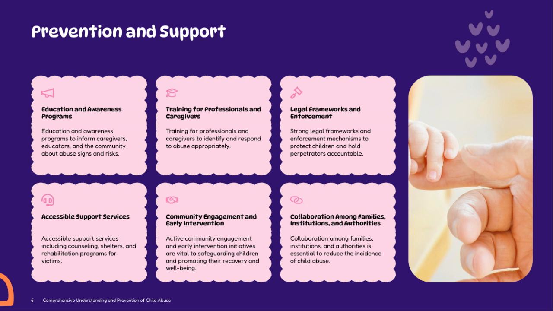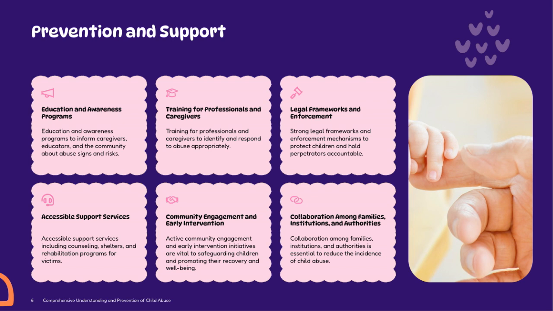They provide the necessary protection for children and hold perpetrators accountable, sending a clear message that abuse will not be tolerated. Support services must be accessible to victims, offering counseling, shelters, and rehabilitation to help children heal and rebuild their lives. Community engagement and early intervention efforts are another cornerstone of safeguarding children. These initiatives help detect problems sooner and promote recovery and well-being.